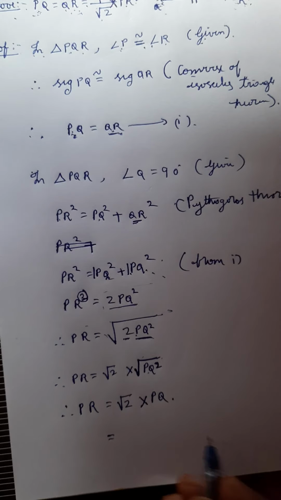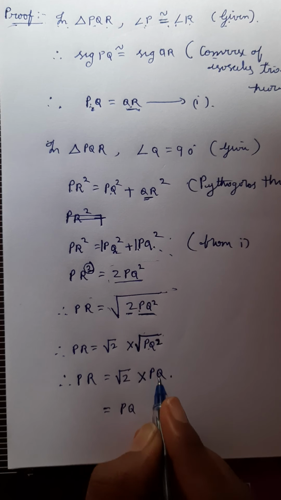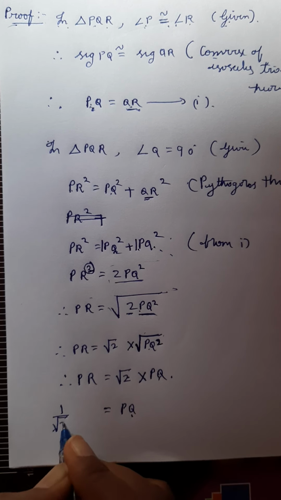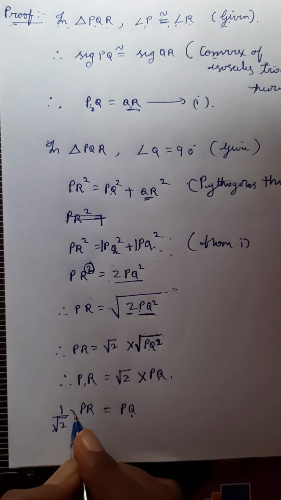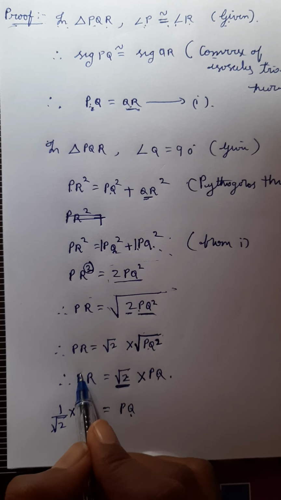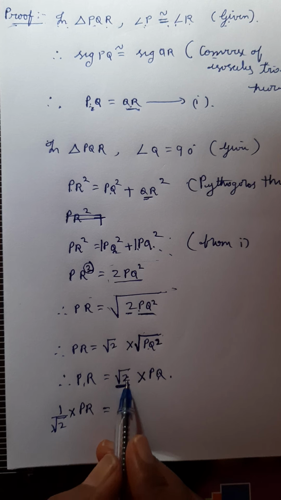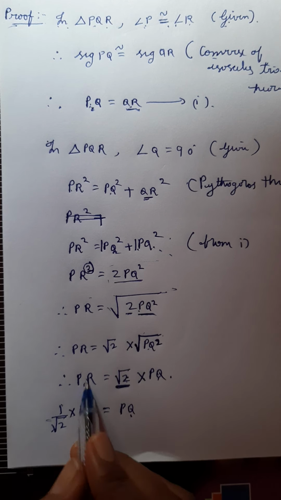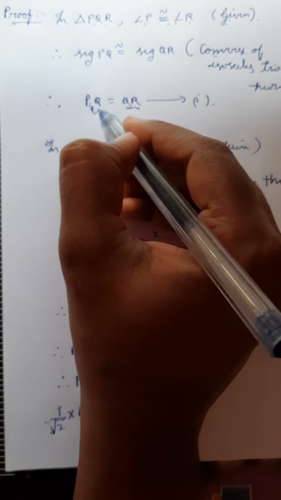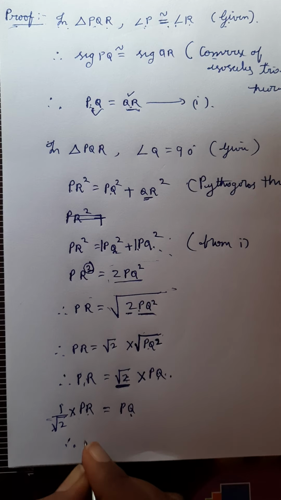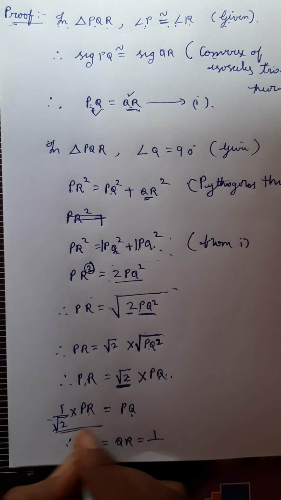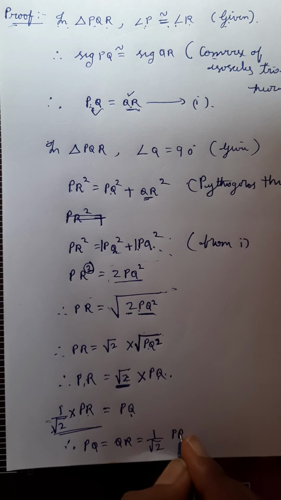Therefore next, PQ is equal to, PQ keep as it is, and root 2 we will take this side, so it becomes 1 by root 2, and PR will be the same. The only replacement is that root 2 we are taking to the other side of the equal sign, so it comes in the denominator. So 1 by root 2 we take, and PR as it is. So here we know PQ is equal to QR. Therefore PQ is equal to QR is equal to 1 by root 2 PR.